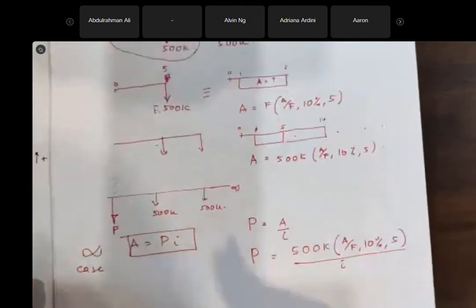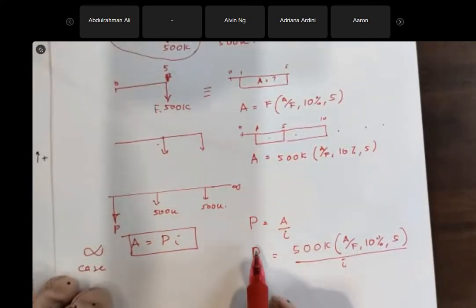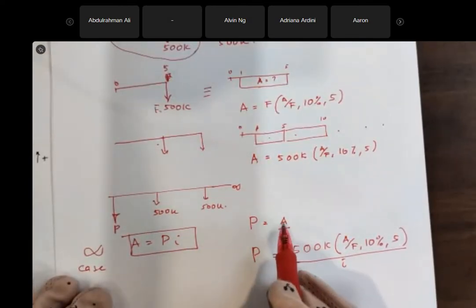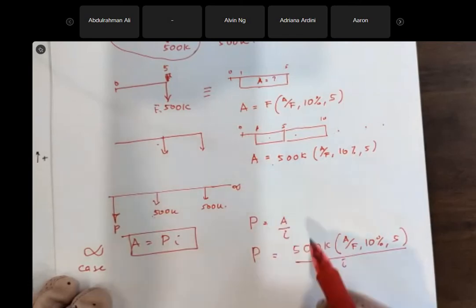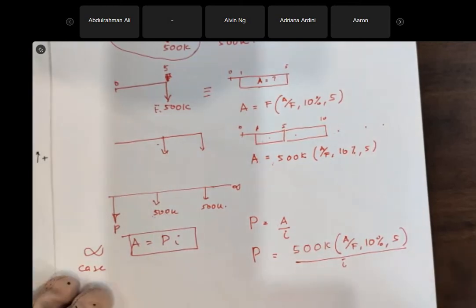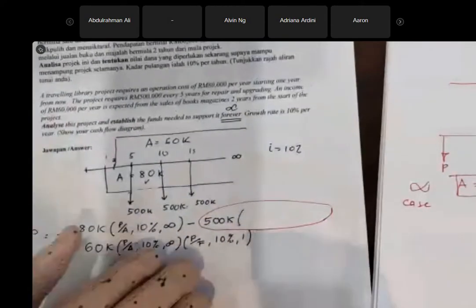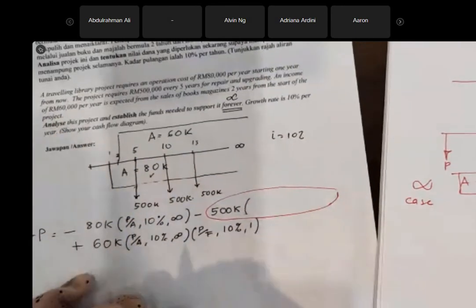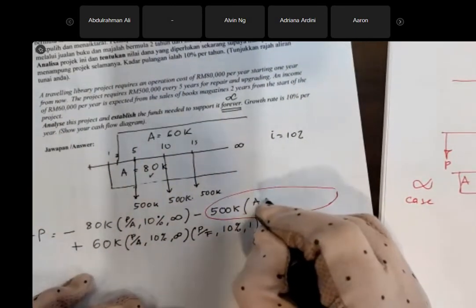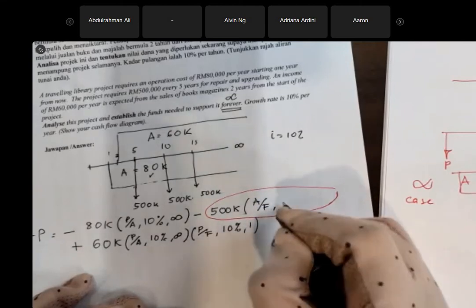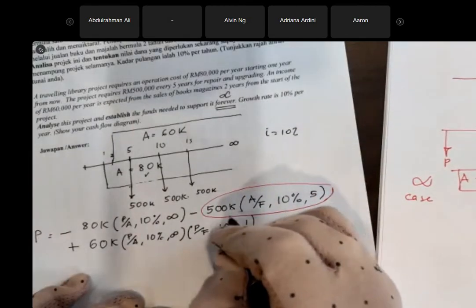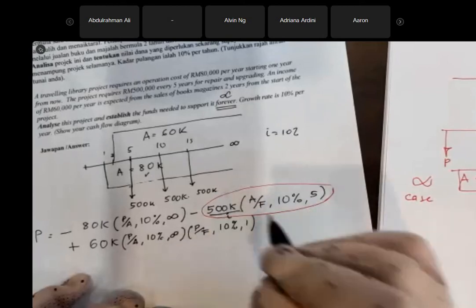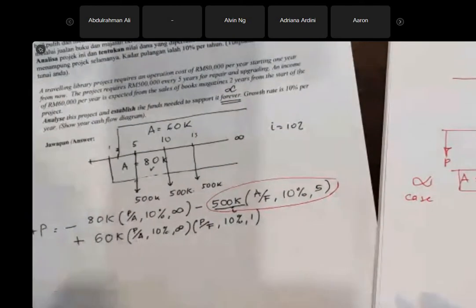Okay, now if we are talking about the infinity, so P is equal to A per I. So what is A? This one is not A, and this one is F kan. So A is this one. So you just put yang dah convert tadi, 400k, A over F 10%, per I. Now transfer to this part. Okay, 500k, A per F 10%, 5, per I. Letak sini lah per I.